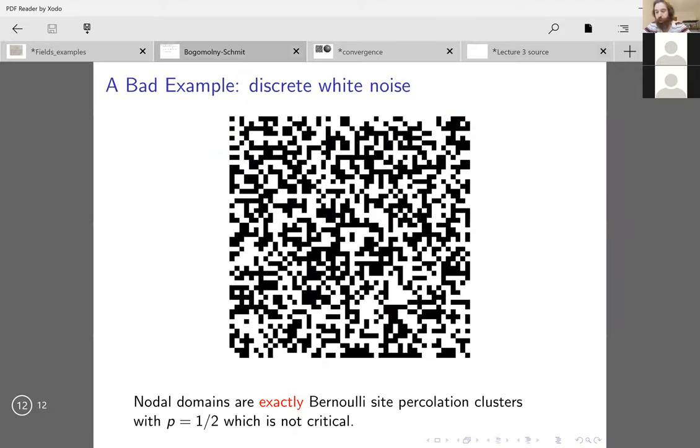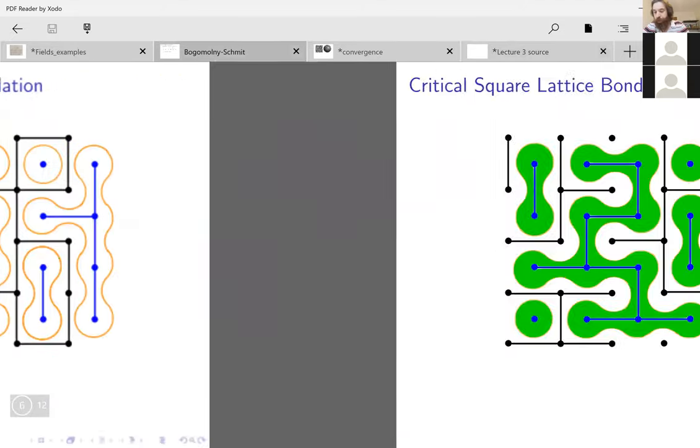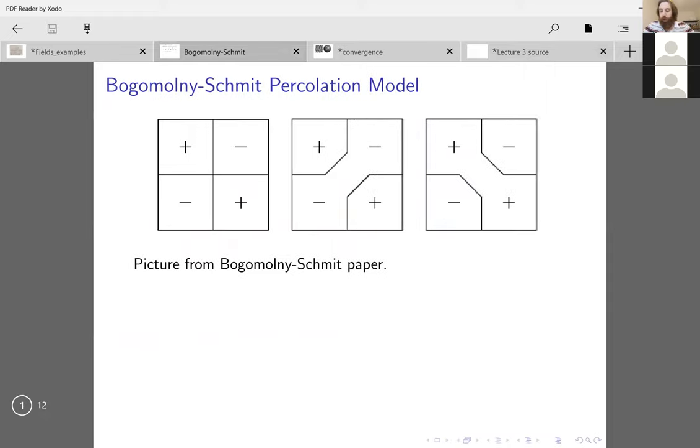So let me just show some pictures, this is a picture from their paper. So nodal lines form on average a square lattice. But here, what you see is that nodal lines intersect. But by Bulinski lemma, if you have an intersection of nodal lines, then at this point the gradient must be zero. And Bulinski lemma tells us that this is impossible. So it means that in reality, all these intersections must resolve one way or another.